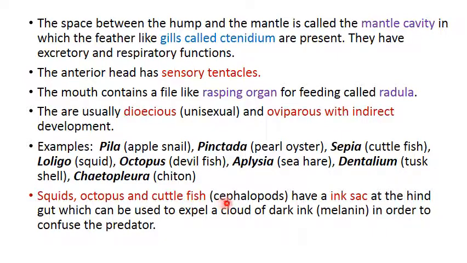अब जो ये squids हैं, octopus है और cuttlefish है, these are grouped in a class that we call cephalopods. They are very intelligent और इनमें क्या है कि एक ink sac है at the hind gut, पीछे की ओर, और ये expel करता है a cloud of dark ink. So whenever they feel threatened by a predator, तो they eject this ink into the surrounding water. तो surrounding water क्या बनेगा? Dark and cloudy. So the predator can't see, and they run away in order to confuse the predator and escape from the predator.